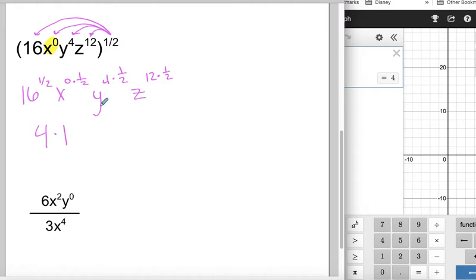And x to the power of 0 is going to be a number 1. Next, we have y's. 4 times the half is 2, so the power on the y's is a 2. And then for the z's, 12 times the half is 6, so the power on the z's is a 6. The last thing is just to simplify. 4 times 1 is 4, so 4y squared, z to the 6.